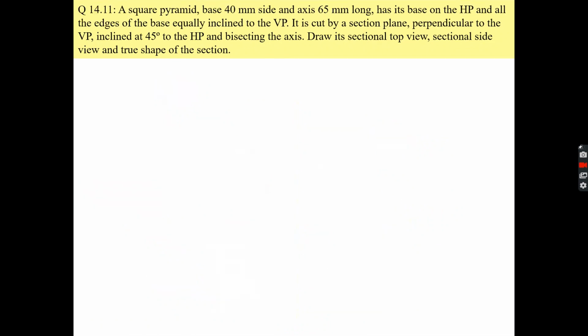So now we are looking at another problem. This is the same problem as previous, but the only difference is here the pyramid has its base on the HP and all the edges of the base equally inclined to the VP. Earlier, the edge of the base was perpendicular to the VP. Here, all the edges of the base are equally inclined to the VP, and the remaining portion is the same.